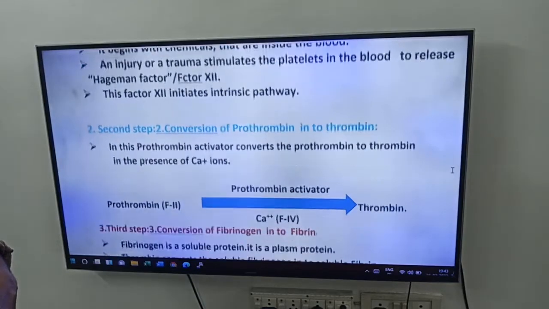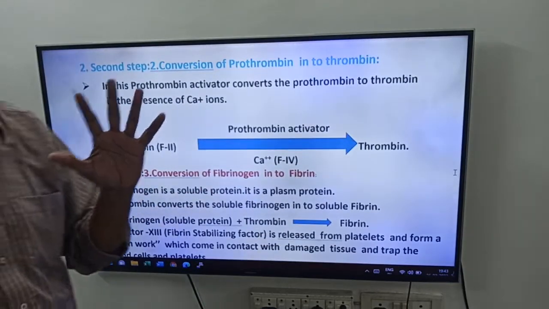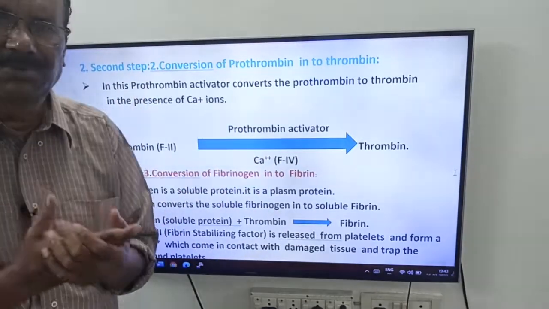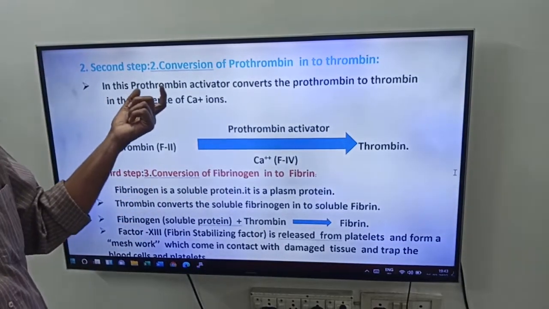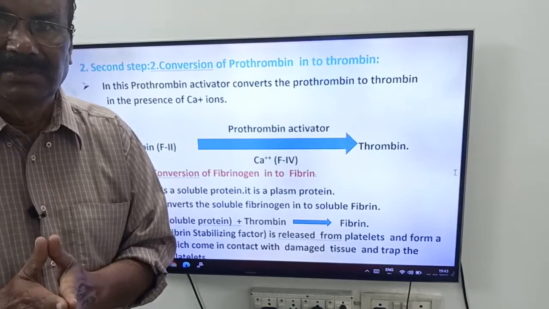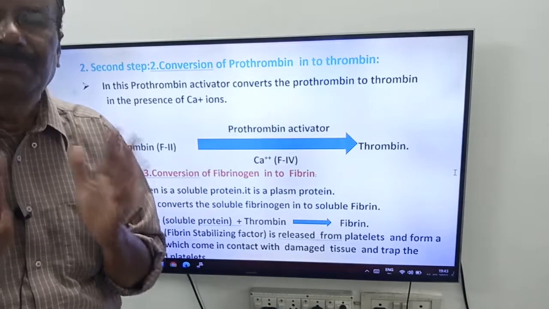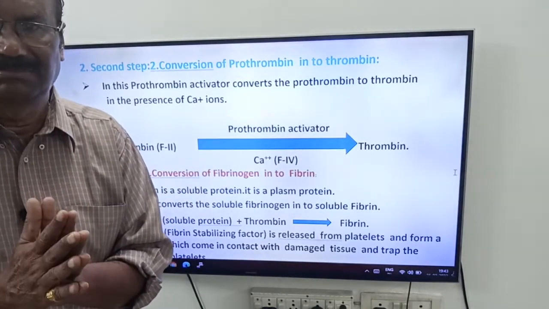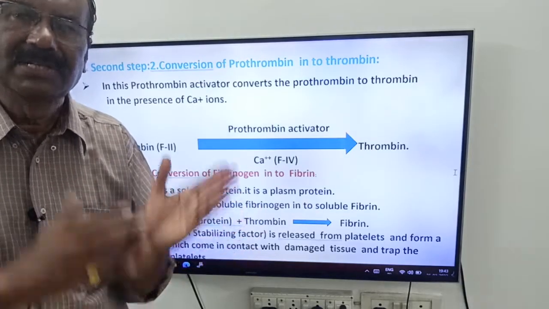Now come to the second step. The first step is common, friends. In this, what is the second step? Conversion of prothrombin into thrombin. We need prothrombin activator.